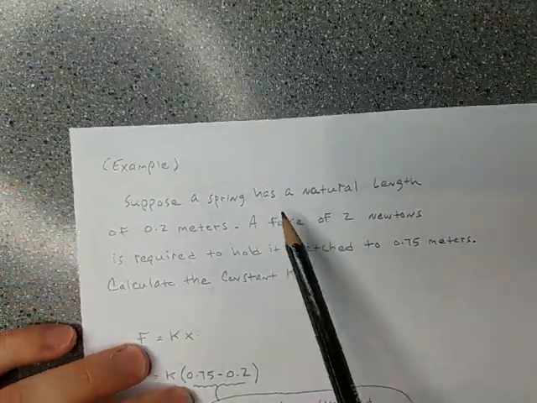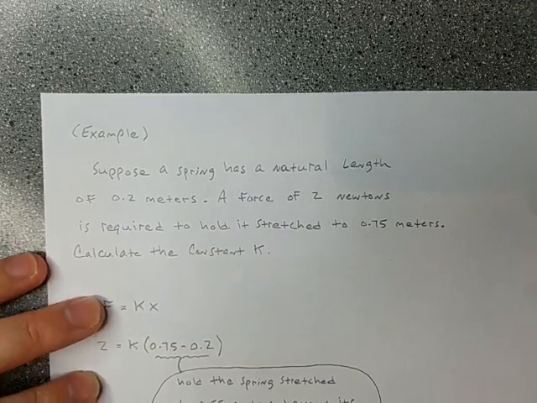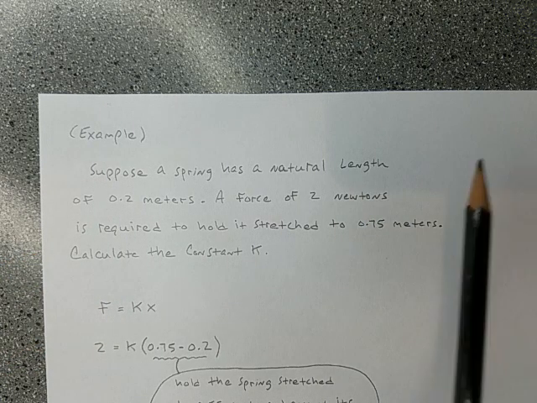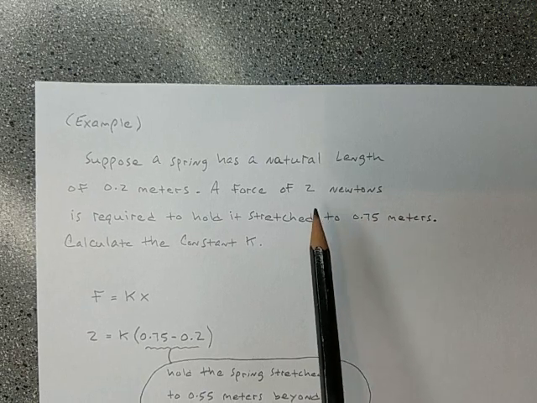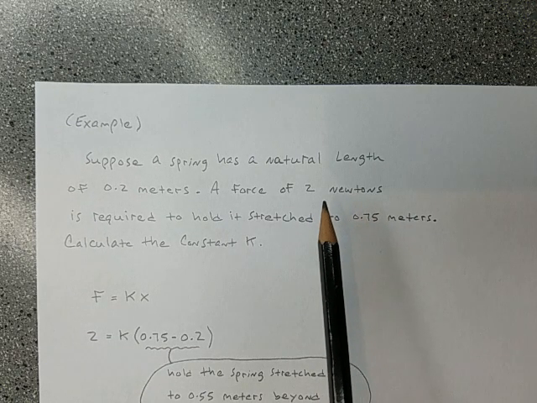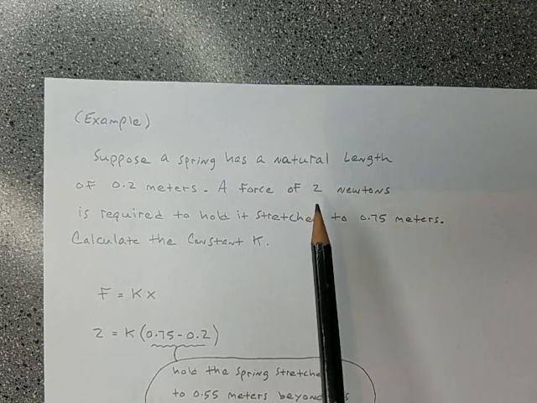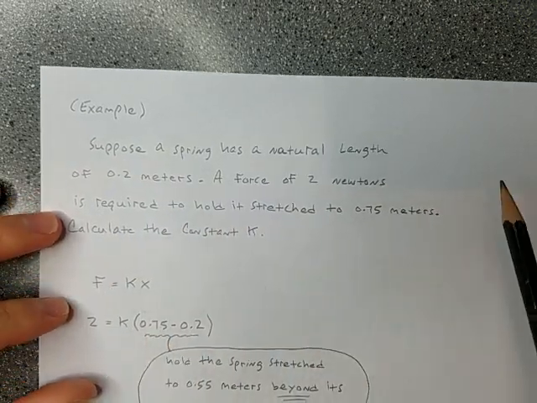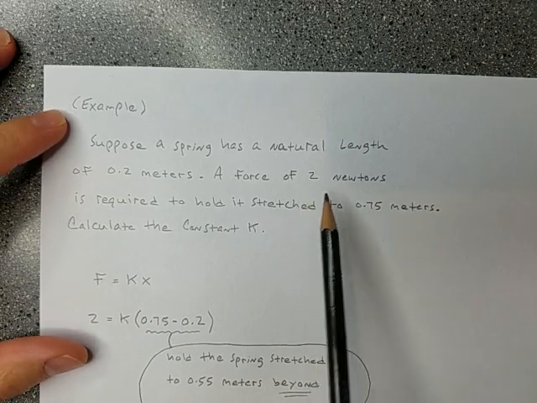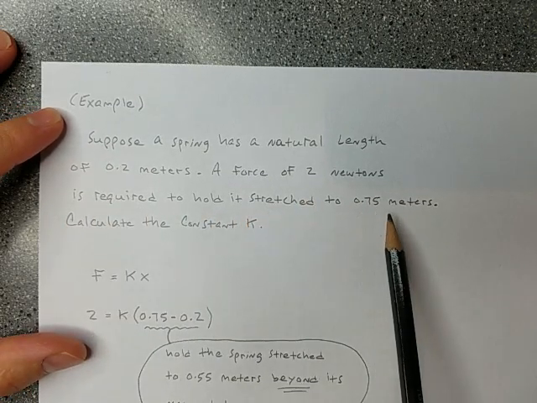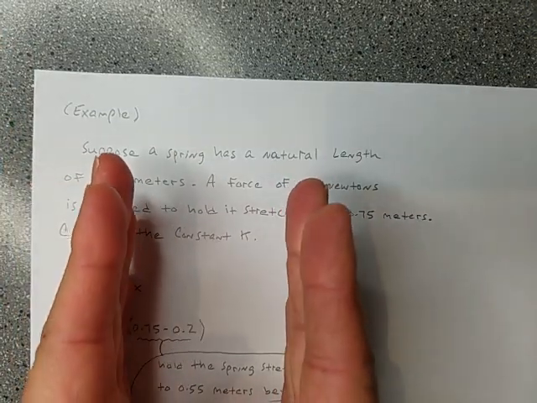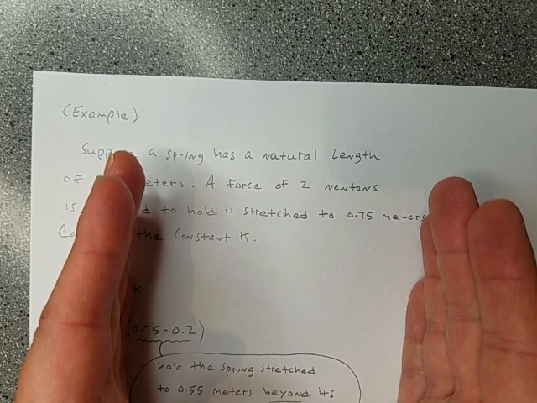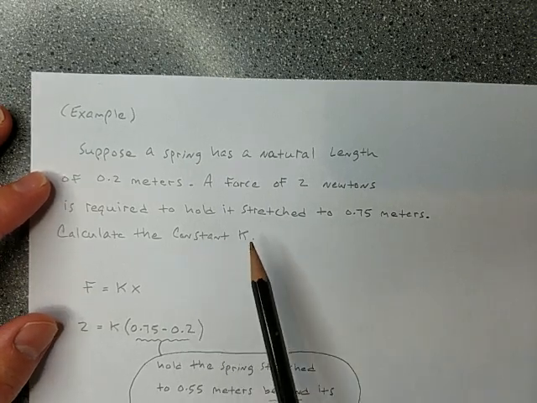So suppose a spring has a natural length of 0.2 meters, and a force of 2 newtons. Now, a newton is just a way you can measure a force. I gave you the conversion in the last video. I think a newton is about 0.22 pounds or something. It's just a way you can measure how strong a push or a pull is. That's what a force is, a push or a pull that makes something move. So a force of 2 newtons is required to hold it stretched to 0.75 meters. So it's 0.2 meters naturally, and then you hold it right out here with all this effort to a stretched distance of 0.75 meters. Calculate the constant K.